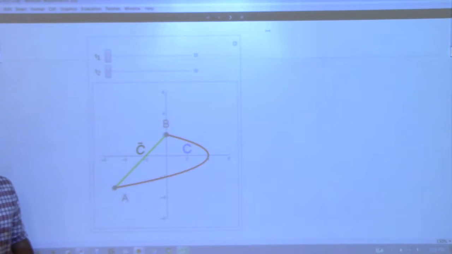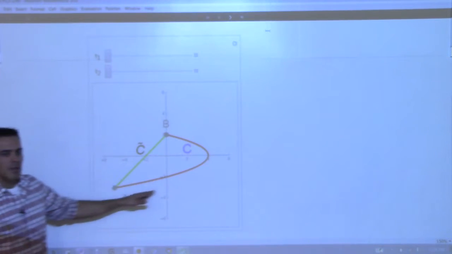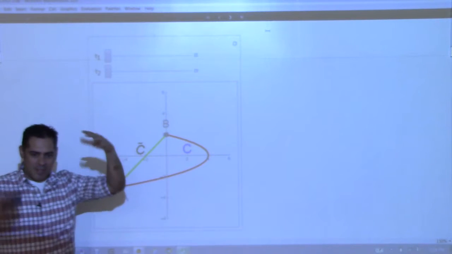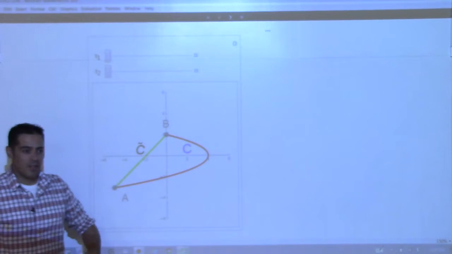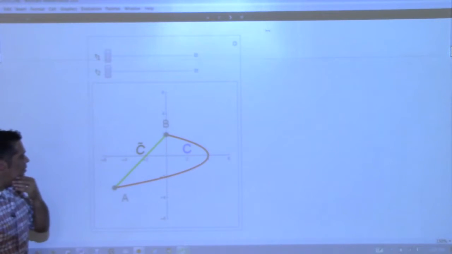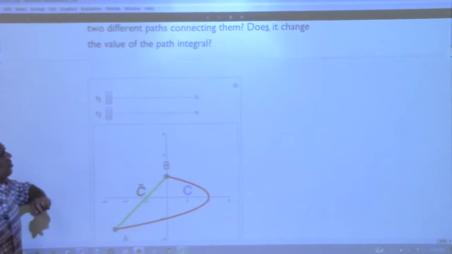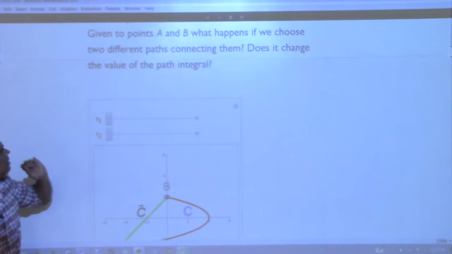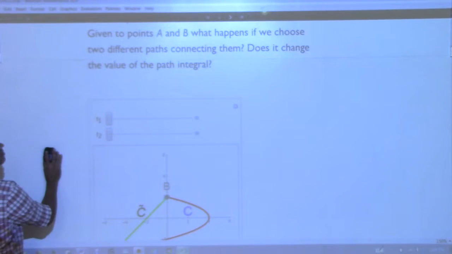What do you think? Yeah, why? I mean, do you visualize why? No? The curtain's different, right? Think about this. This is getting plugged into this thing, and then we're dropping a curtain. The curtains are completely different, aren't they? So different paths should give us different answers. I mean, right now it's an open question. Does it change the value of the path integral or line integral?